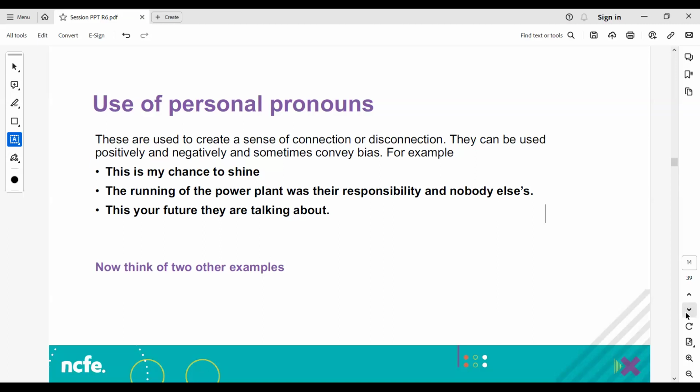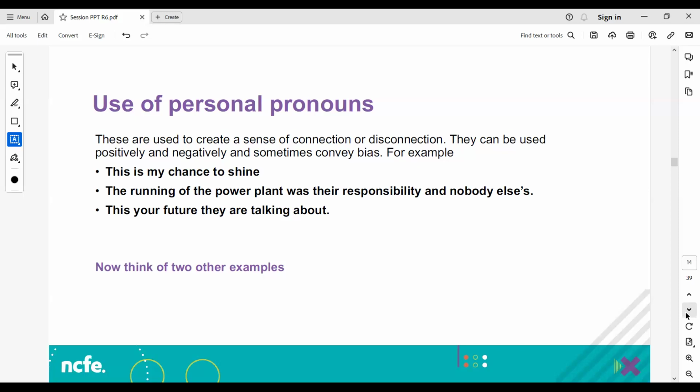So this is my chance to shine. Okay, so emphasizing who's going to shine. It's my chance. I'm going to shine. Okay. The running of the power plant was their responsibility and nobody else's. So the stress on that word there.